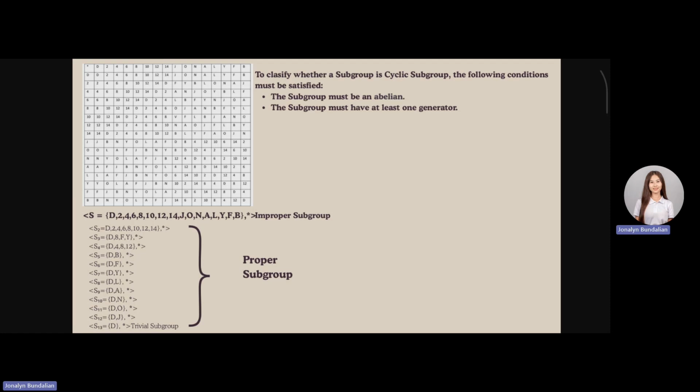To classify whether a subgroup is a cyclic subgroup, the following conditions must be satisfied. First, the subgroup must be abelian. Next, the subgroup must have at least one generator.